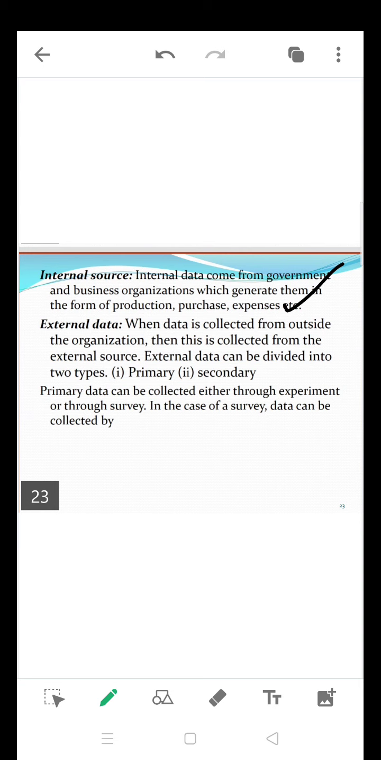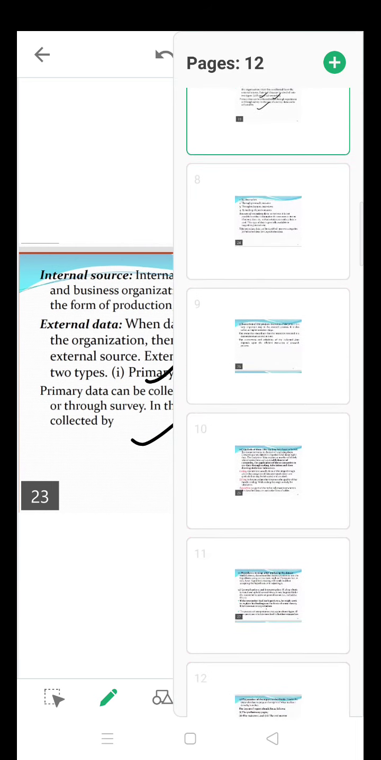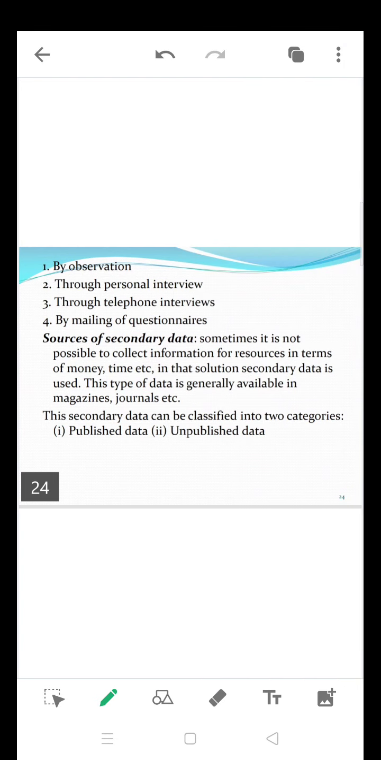Internal data come from government and the business organization. It is a general thing. And the next is external data: the primary data and the secondary data. Primary data can be collected either through experiment or through survey. In case of survey, data can be collected, as in the next slide, by observation, through personal interview, through telephone interview, or by mailing a questionnaire. So these are some sources of data collected by using primary data.